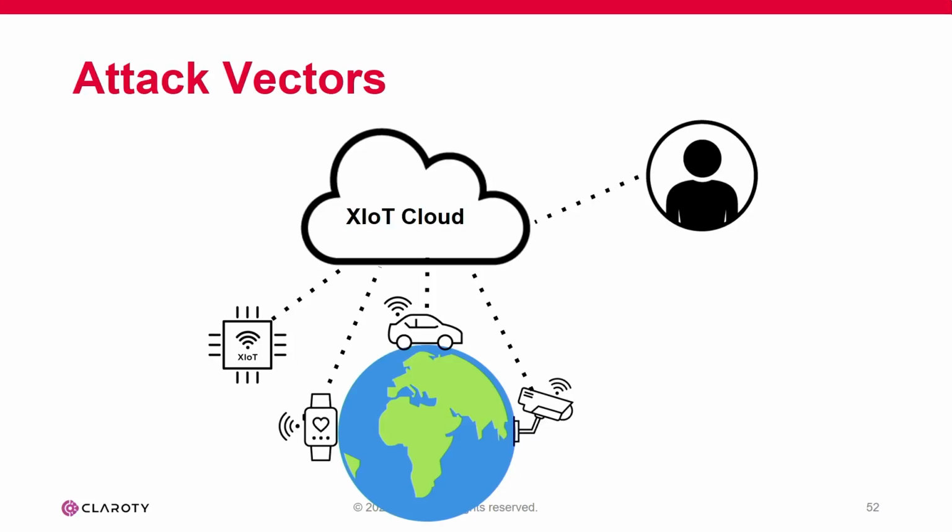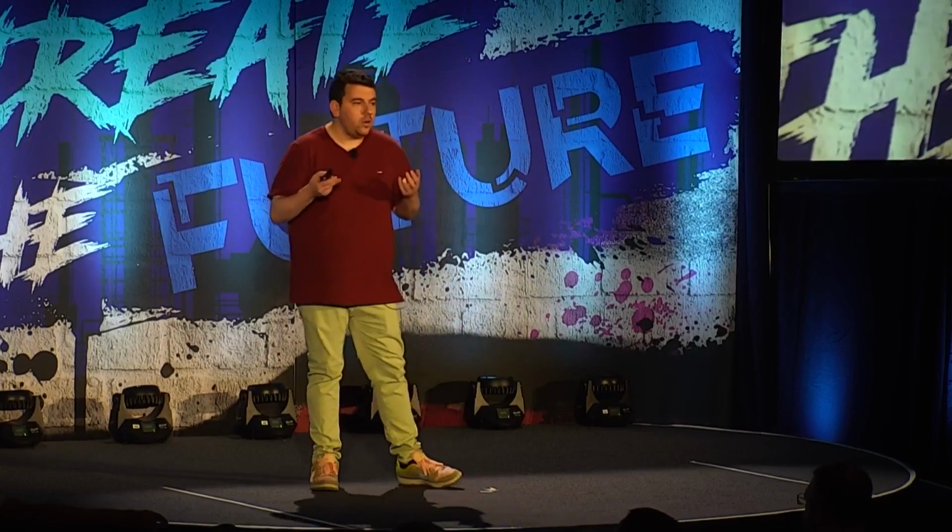Now, let's try and understand what the attack vectors are. You see, I'm a vulnerability researcher. My job is to understand where I can find vulnerabilities. And I think the most important part in any vulnerability research is trying to analyze the attack vector. Where could there be exploits? Where could there be problems? Where could there be authentication bypasses? Where could there be misconfigurations, etc.? And when I look at the XIoT cloud, how can a cloud be?